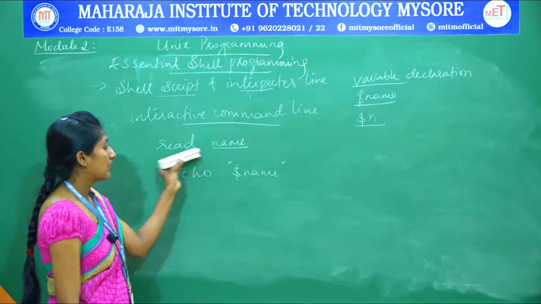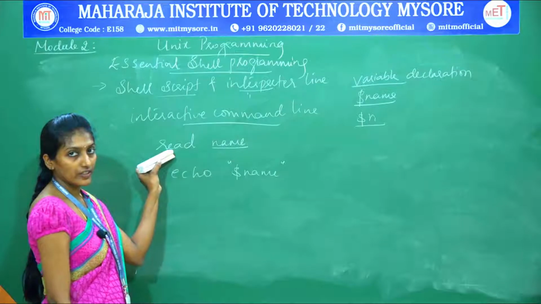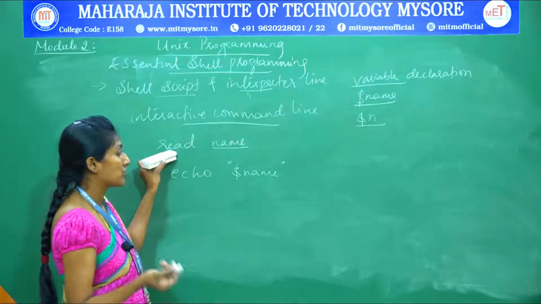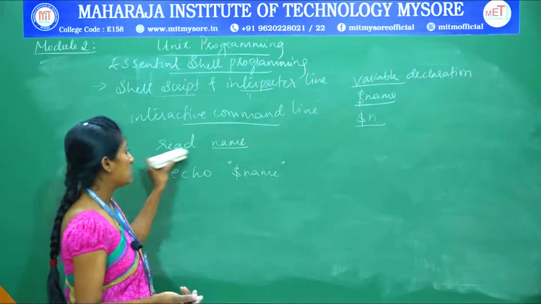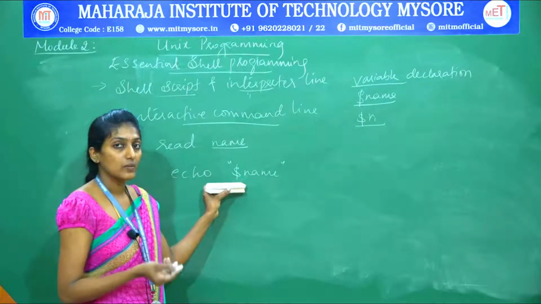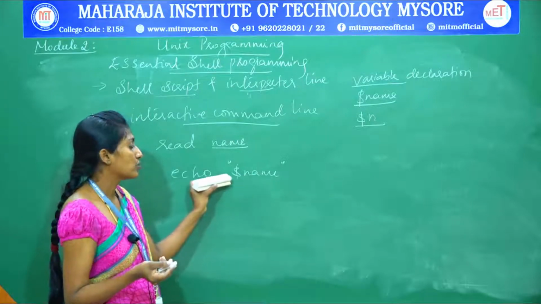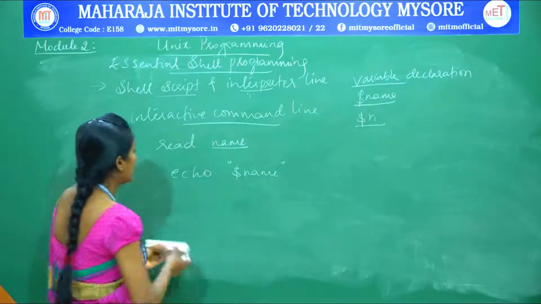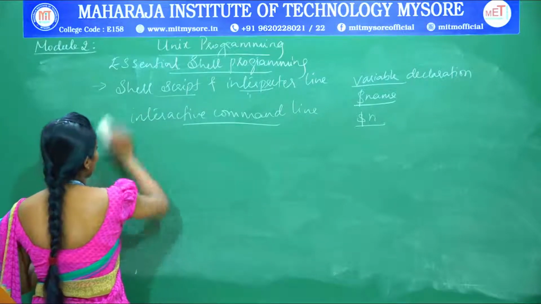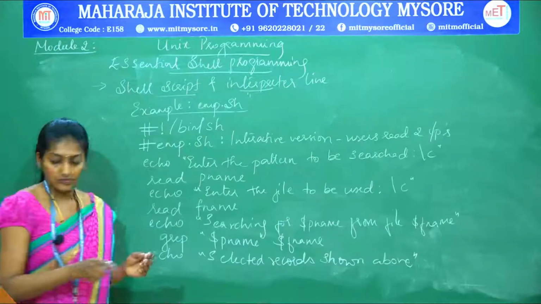Okay, so while using the variable name with that of read for providing the input for the shell script, no need of using the dollar symbol, but while displaying the same variable name for output, you have to use this dollar symbol. This is mandatory. Okay, so let me write one simple example for you people and show you.